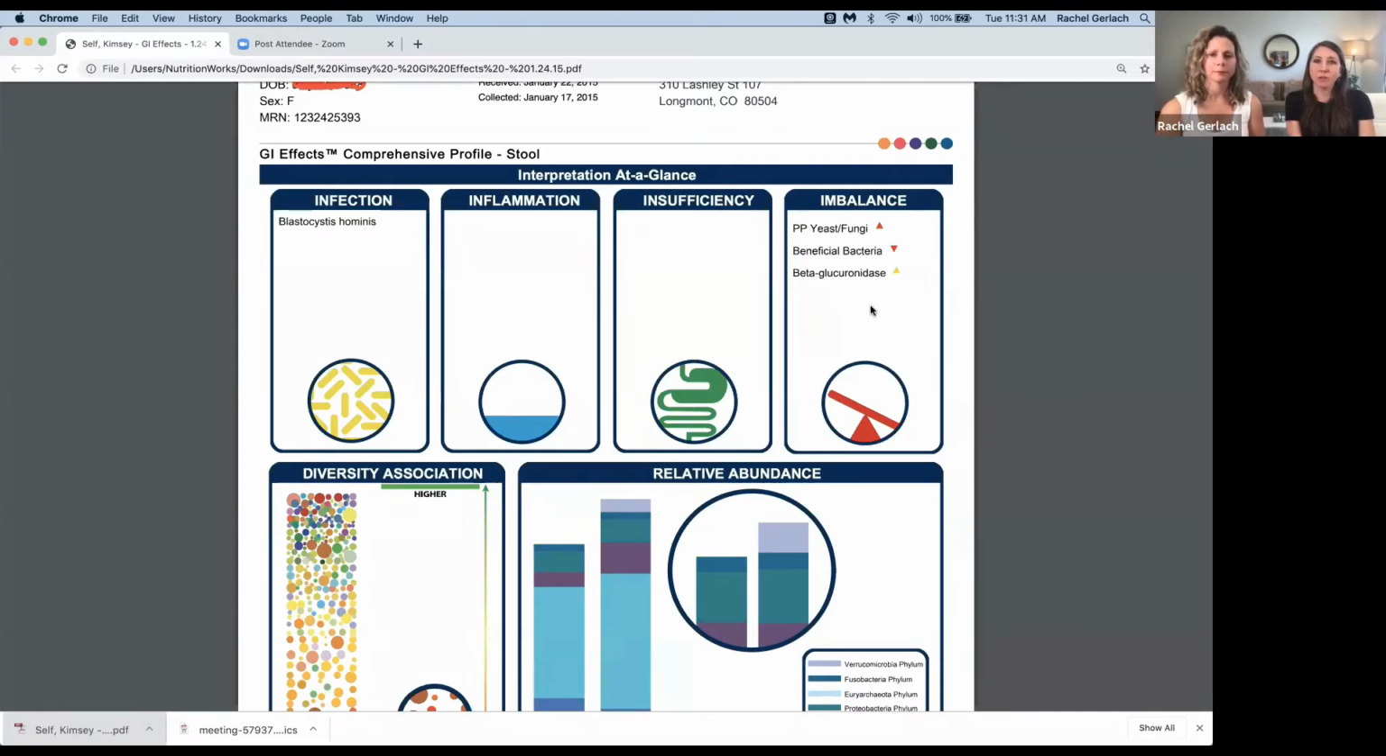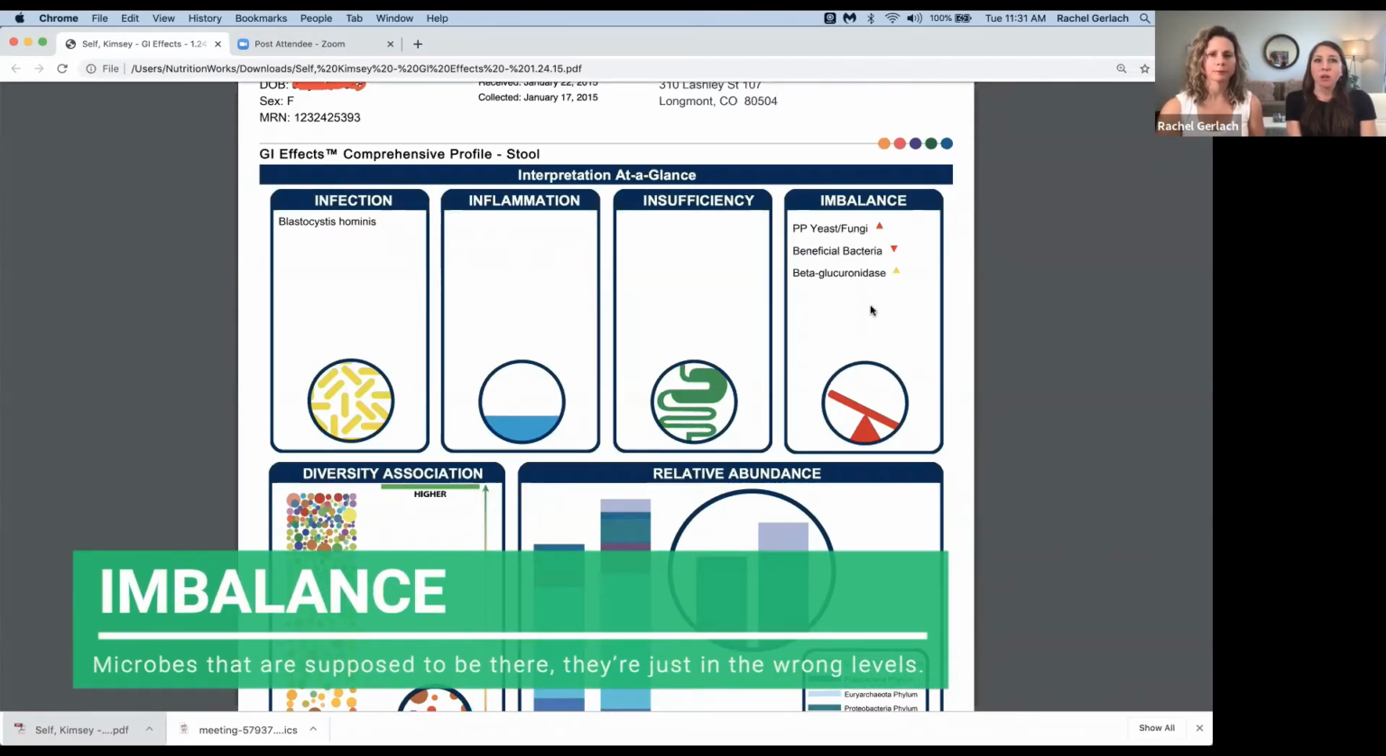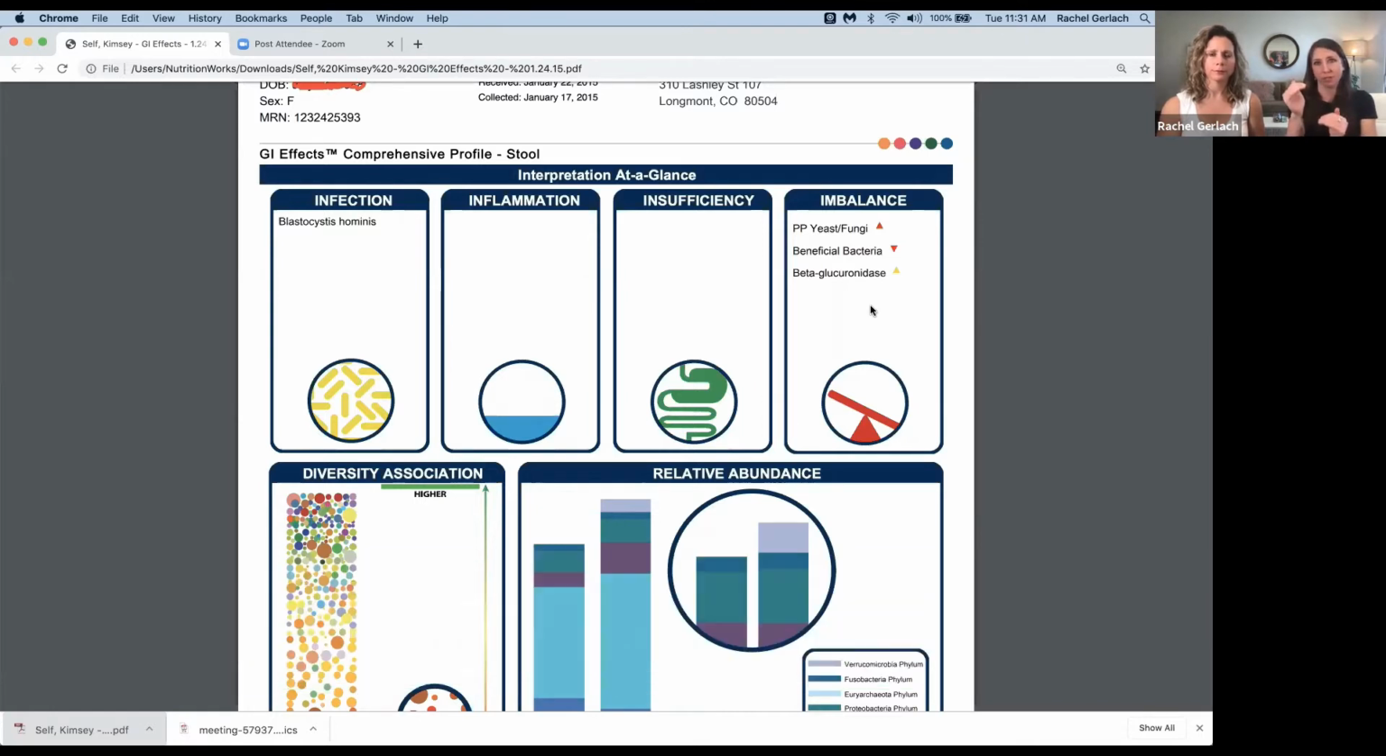And then the fourth category is imbalance. Conversely to infection, which represents a microbe that is never supposed to be there, imbalance refers more to microbes that are supposed to be there, they're just in the wrong levels. As I mentioned at the beginning of this talk, we can have too many of the less than optimal bugs, as we see here. The yeast is a big one. We can have too little of the good guys, or some variation thereof. And we collectively refer to this as dysbiosis.